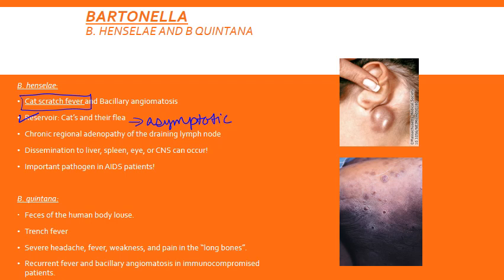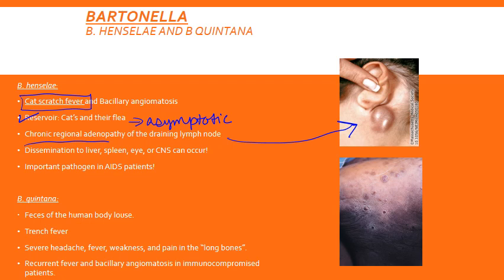So the disease is transmitted with their scratches or bites, or coming in contact with contaminated feces of the cat's fleas. So not changing your cat's litter box, but if the cat has fleas, then you can come in contact with it. So what does it cause? It causes this chronic regional lymphadenopathy of the draining lymph node, which you can see in this image here behind this individual's ear. It can also be disseminated to the liver and the spleen or the eye or the central nervous system.